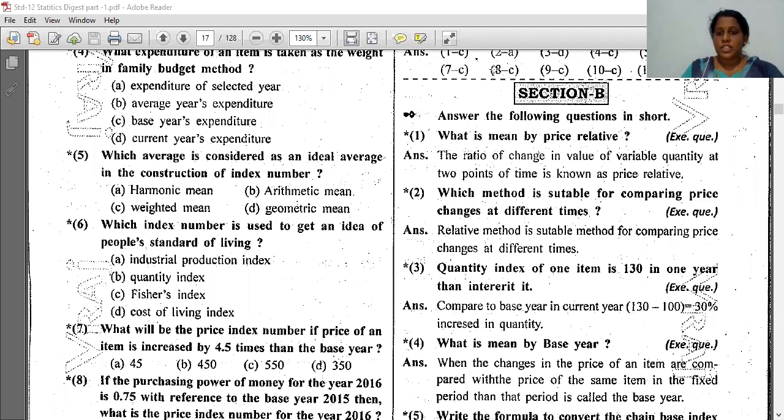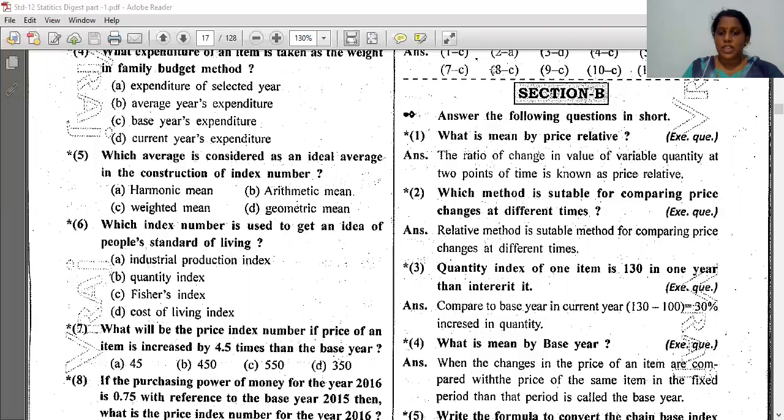Now, second question is which method is suitable for comparing price changes at different times? The answer is relative method is the suitable method for comparing price changes at different times.